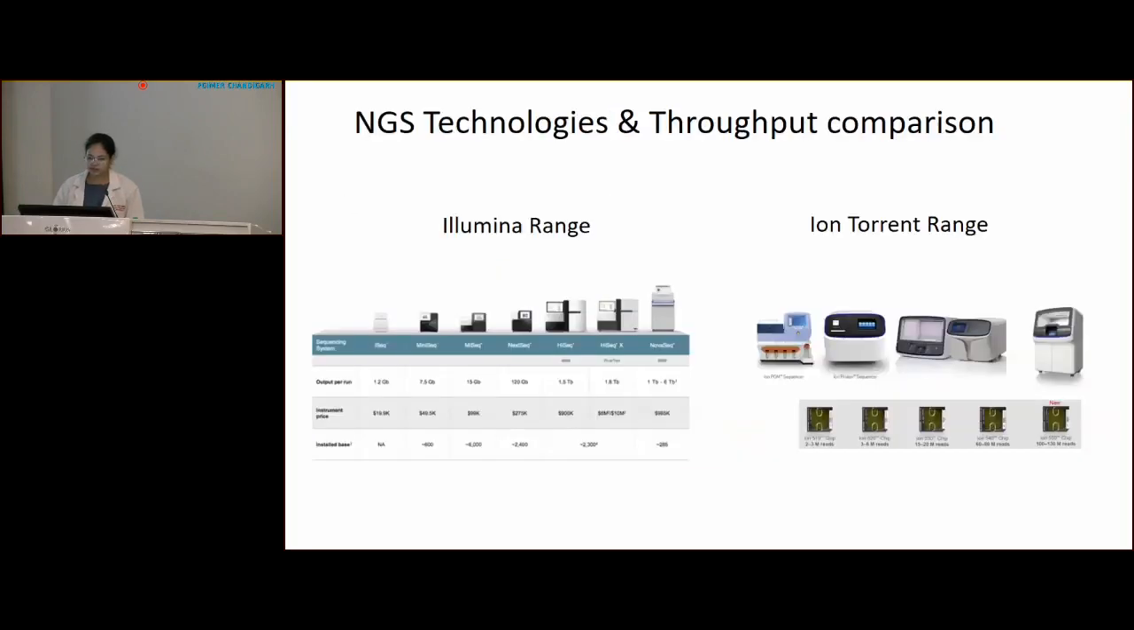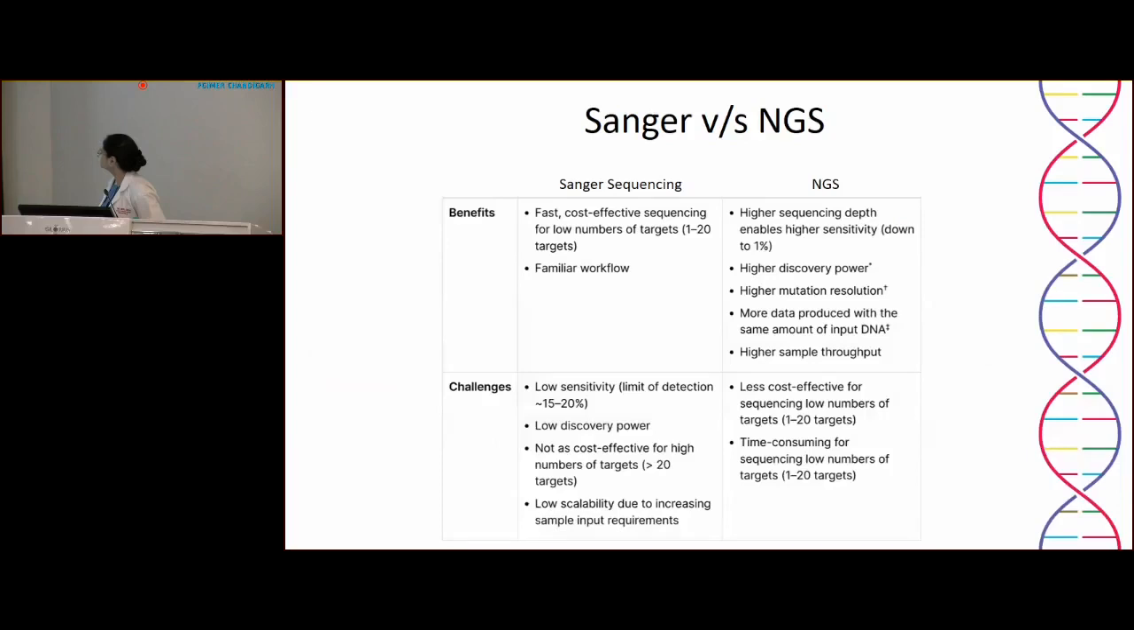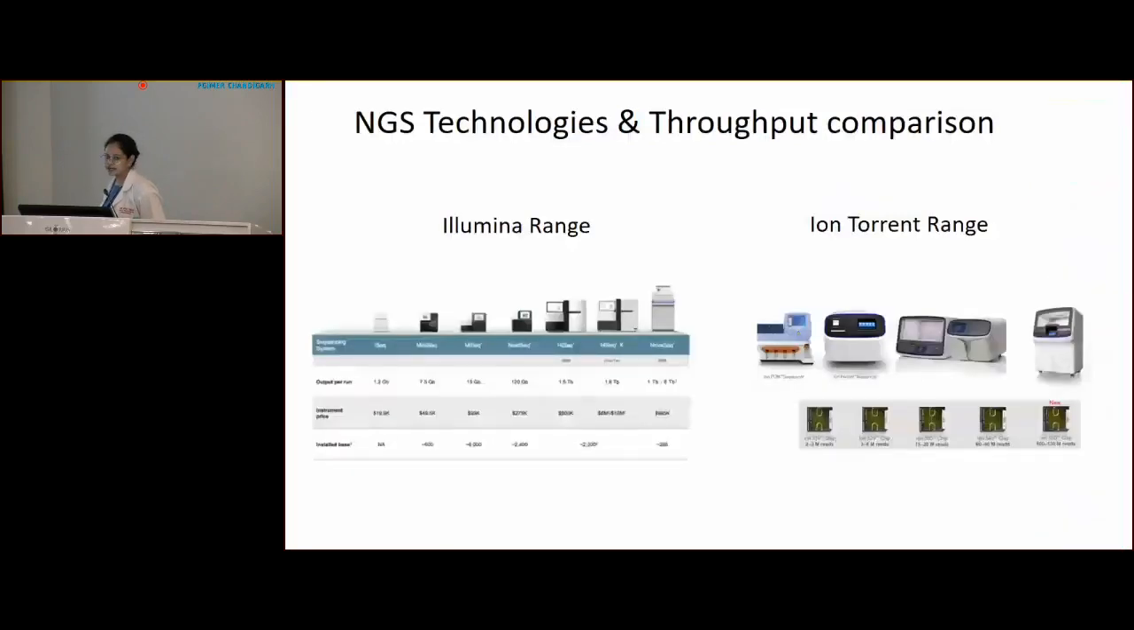So there are different platforms on the basis of output. Currently we have this instrument in our department. This is the Ion Torrent IonS5. We use it for gene panel sequencing, and this is accompanied by the Ion Chef, which we use for the experimental workflow of the NGS. And very soon we are going to get one of these Illumina platforms in our department as well.